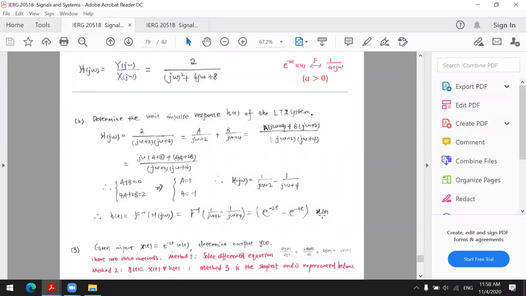Next question. Now we are given an input signal x of t, which is exponential minus 2t u of t. So how do we determine the corresponding output signal y of t? Here we already know the differential equation describing the relationship between x and y. So of course we can solve the differential equation directly because x of t is given. There is some way to calculate y of t. But solving the differential equation straightforwardly might be complicated. Since we learned Fourier transform, we want to use Fourier transform to determine y of t.